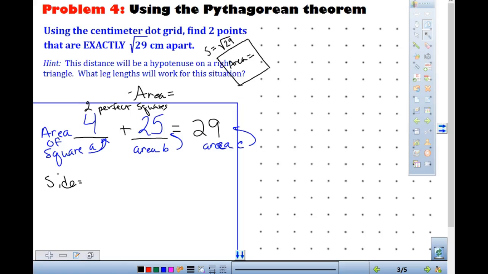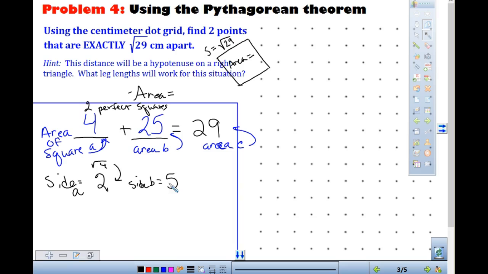We had our areas of 29. 4 plus 25 is 29. So the side is now how long? If the area is 4, the side is 2, because we're taking the square root of 4, and that's 2. And this side, side A, is 2. Side B is going to be the square root of 25, which is 5.